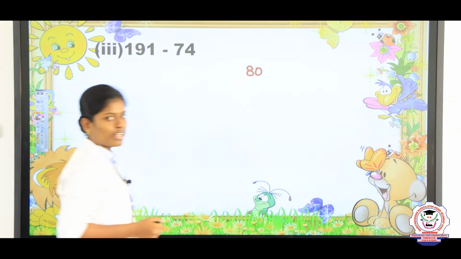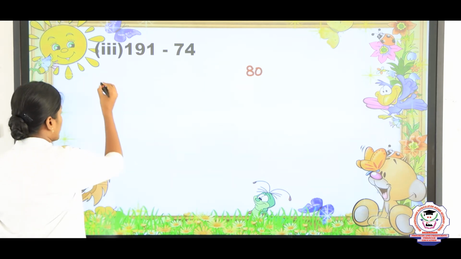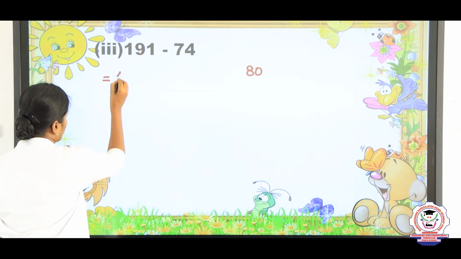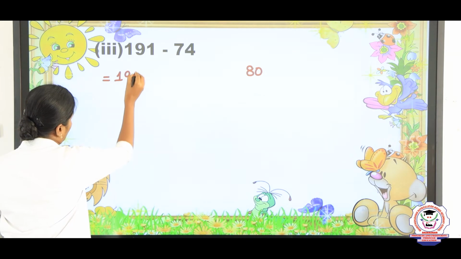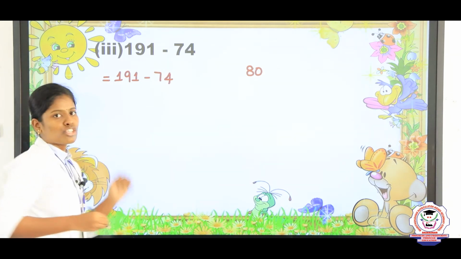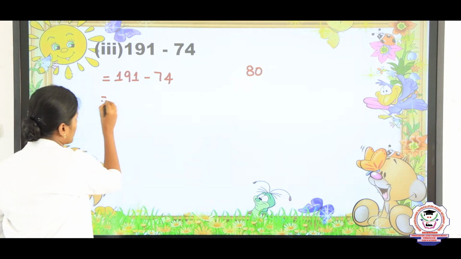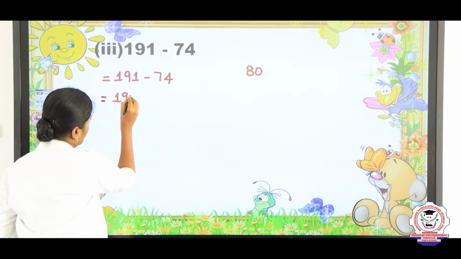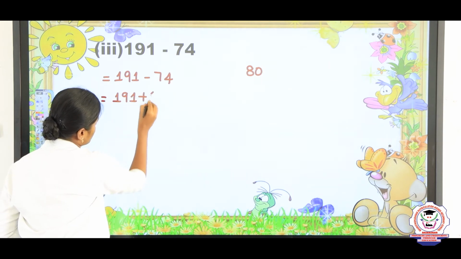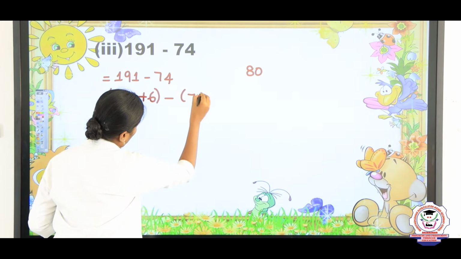So listen my children, here on both sides you should add 6 and 6. Take 191 minus 74. Okay, so on both sides you should add plus 6. Take 191 plus 6 and then 74 plus 6.